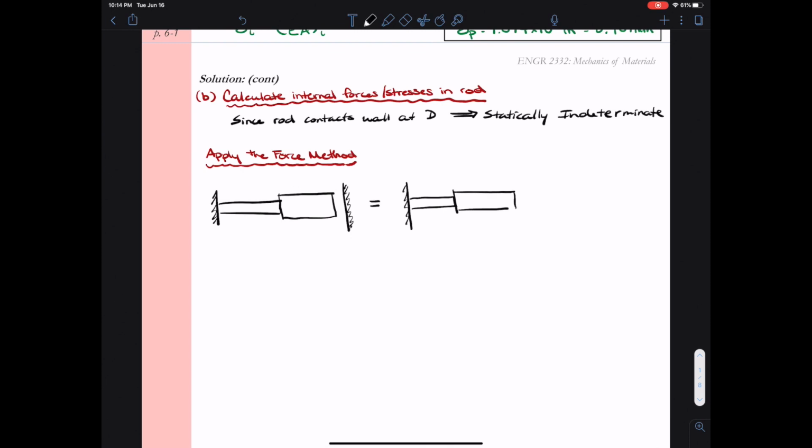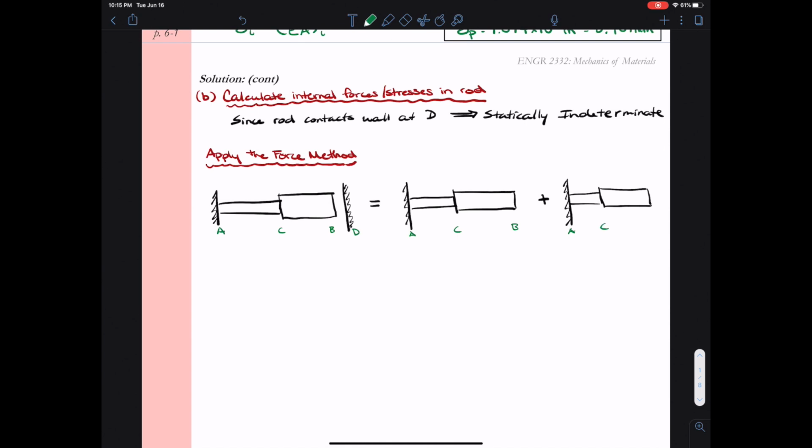So I'm sketching some free body diagrams here. I need 3 of them across. And you see that in the free body diagram on the left, this is my actual problem. My actual problem has rod ACB, and it has a wall at A, it has the wall at D, and there's a gap between points B and D.